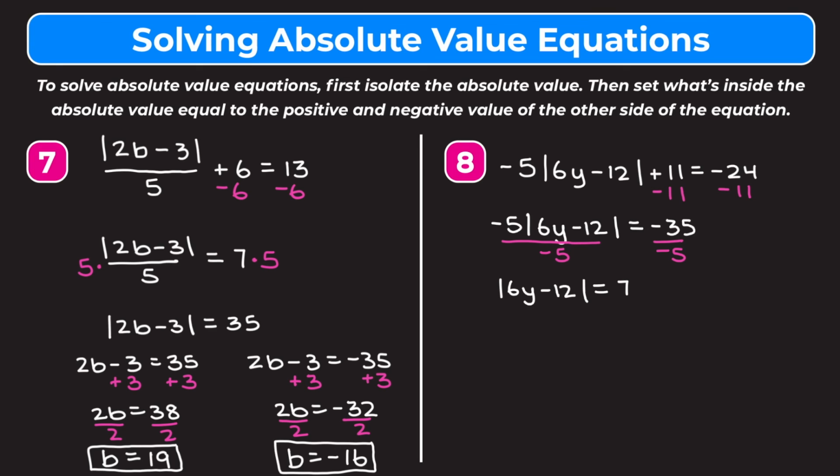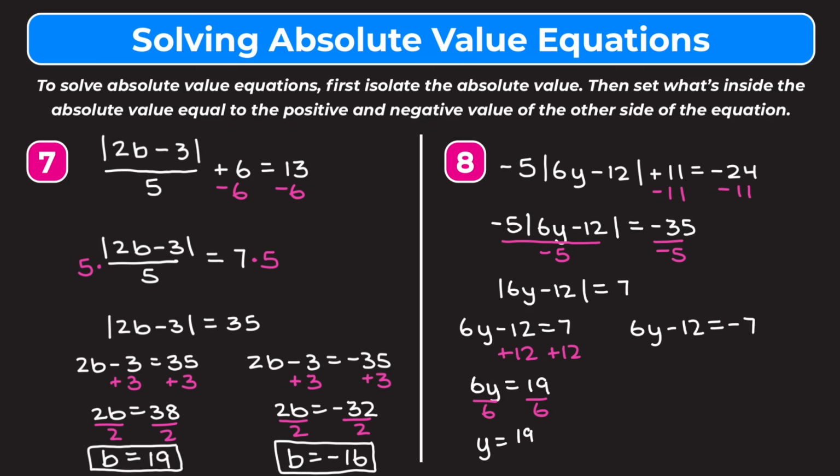So we're going to break up our absolute value into two equations, set the inside equal to positive 7, and set the inside equal to negative 7. And I'm going to start by solving the left equation. So we're going to start by adding 12 to both sides. We're left with a 6y on the left, and 7 plus 12 is 19 on the right. Divide both sides by 6, and we get that y is equal to 19/6, which cannot be simplified, so we'll just leave it as an improper fraction.